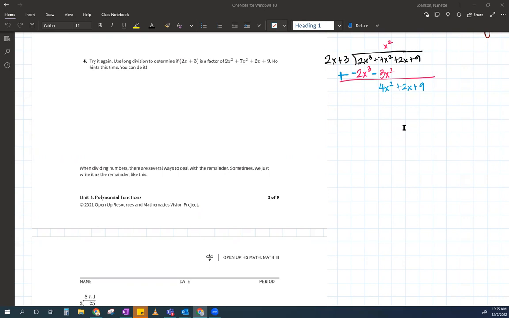Okay. So 2x times what gives me 4x squared? 2x times what? Yeah, you guys are telling me 2x, Miss Johnson. Okay, let's see. 2x times 2x is 4x squared. 2x times 3 is 6x. And then I'm going to subtract, but really I'm going to add the opposite.